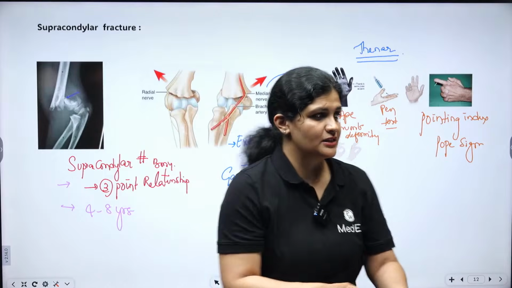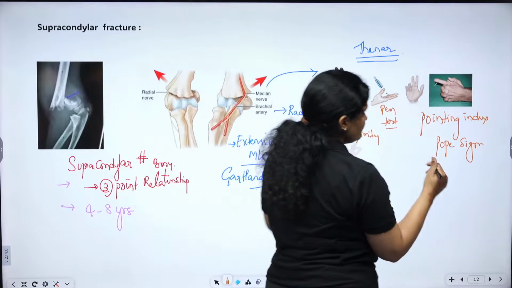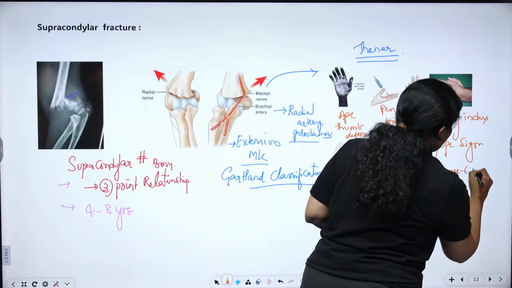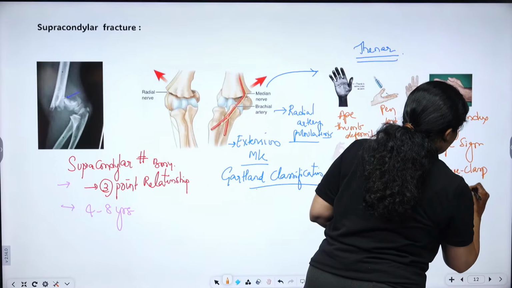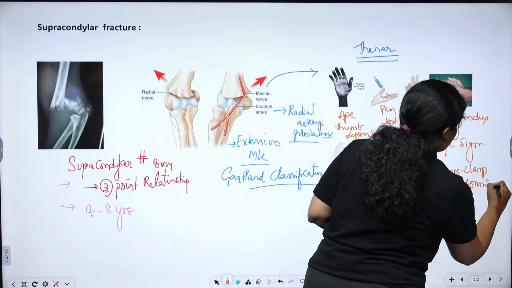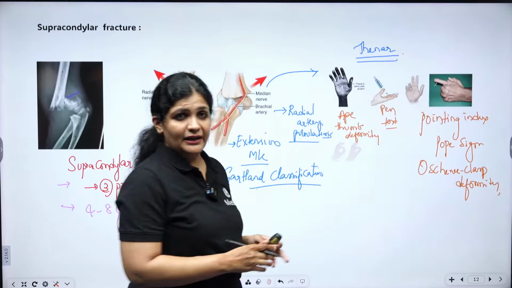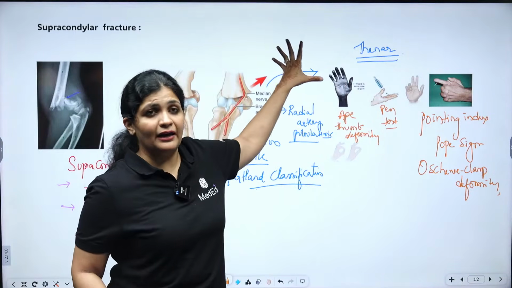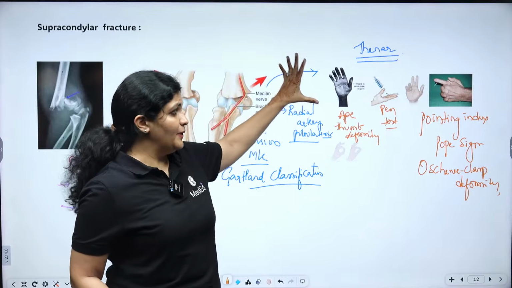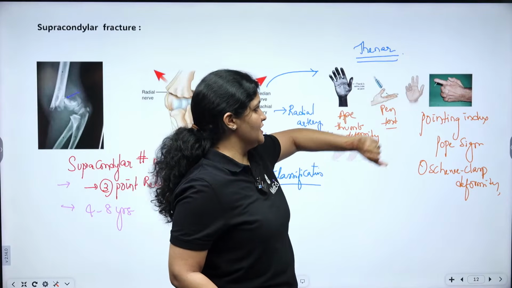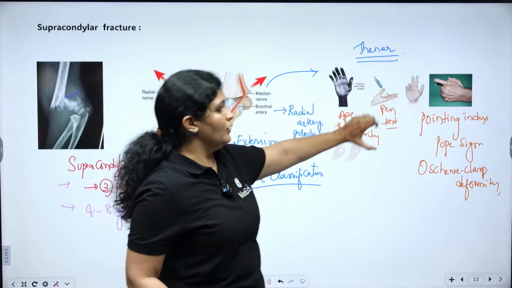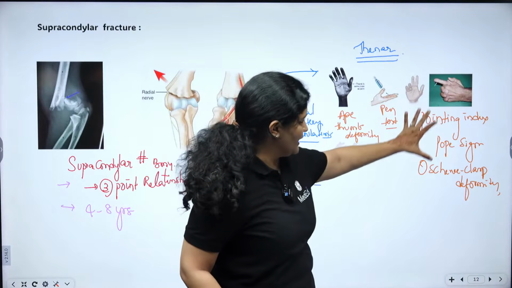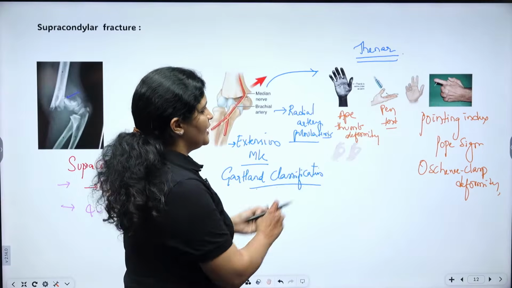All these things, and this is also called your Ochsner's clasp deformity. Okay, Ochsner clasp deformity. This is what you have to remember. So for the median nerve, in the coming exam they can ask you that a supracondylar injury had happened, and now the patient presents with loss of pinch, so again the answer would be median nerve, or the patient presents with pointing index, or the OK sign. They can ask you any of these signs, and these are all the signs of your median nerve.